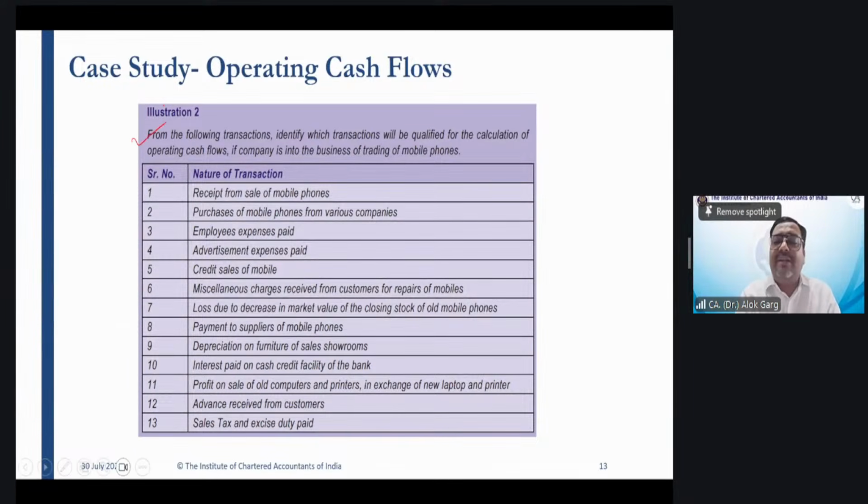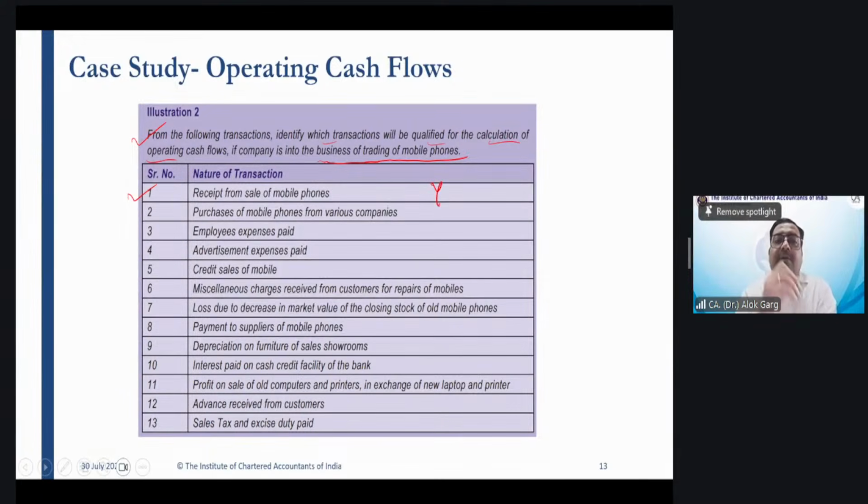These case study questions are from the Board of Studies study material. From the following transactions, identify which transaction will qualify for the calculation of operating cash flows. If the company is into the business of trading of mobile phones, what is the business of the company? Trading of mobile phones. Okay. Receipt from sale of mobile phone. Is it an operating activity or not? Is it an operating cash flow or not? Yes, it is an operating cash flow.